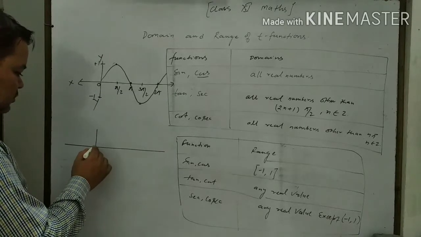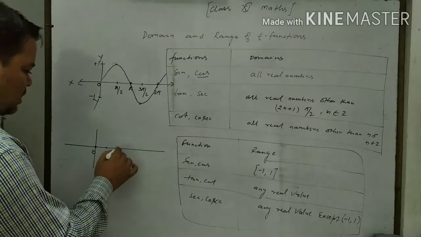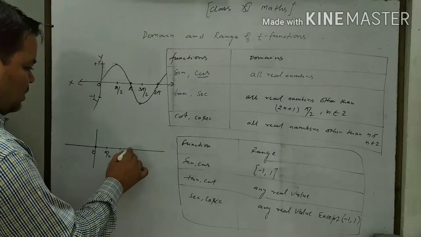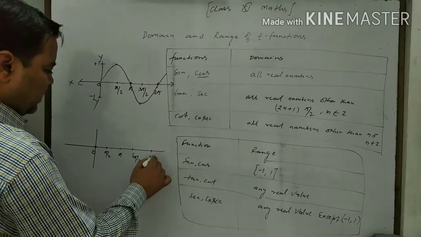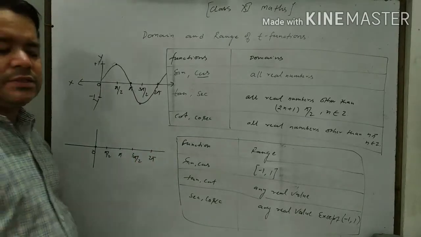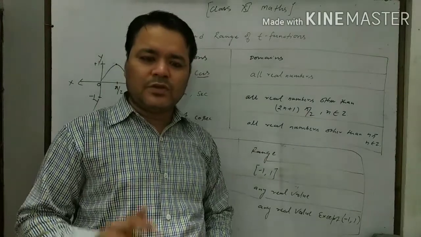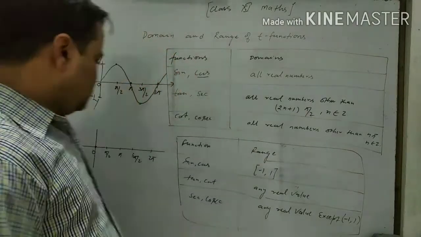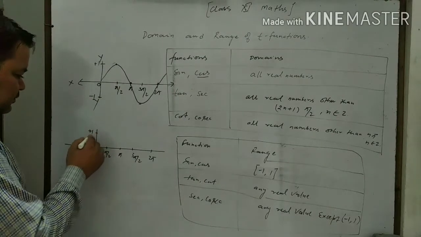Similarly, if you try to make a graph of cos x, it will be like this. Let this be 0, this is pi by 2, here pi, again 3 pi by 2, and here 2 pi. And we know that cos 0 is equal to what? Cos 0 is equal to plus 1. Here cos 0 will be plus 1.